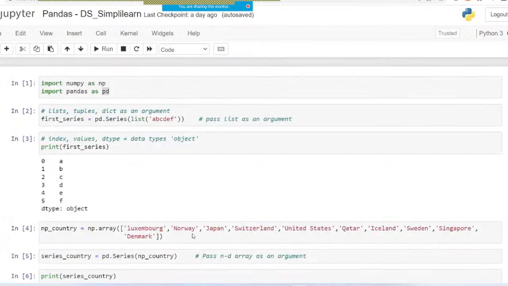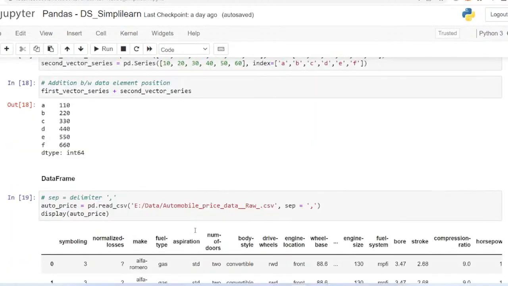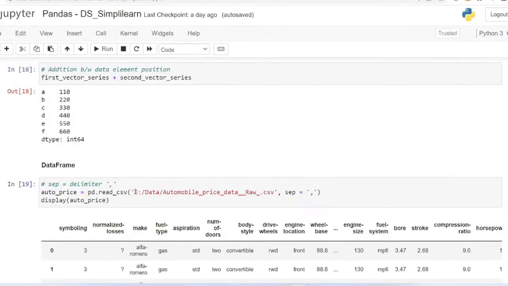I asked you all to copy the data set. The link was given to you. So either you copy the link here in place of this location, that will also work, or you have to take the path. While taking the path, you have to make sure that you use forward slashes instead of backward slashes, like E colon, then forward slash data, and then you have to take the path, which is automobile price dot raw.